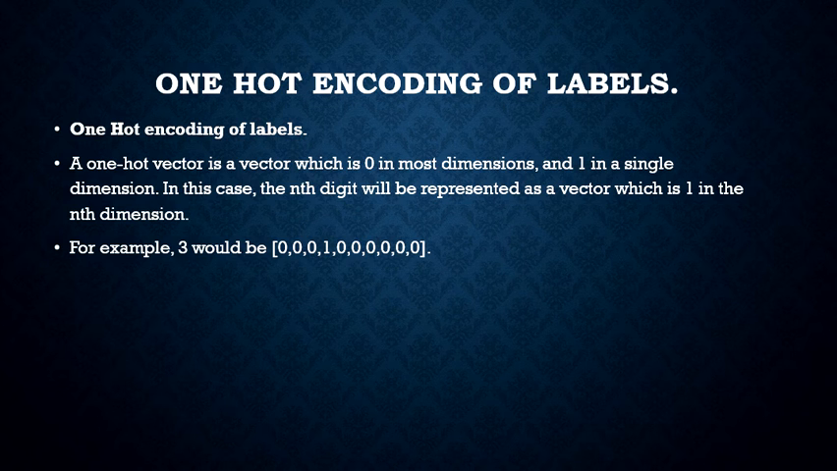And one other thing is the one hot encoding of labels. So what is one hot encoding of labels? A one hot vector is a vector which is 0 in most dimensions and 1 in a single dimension. In this case, the nth digit will be represented as a vector which is 1 in the nth dimension. For example, suppose we take 3. For 3, the fourth dimension should be 1, because 0, 1, 2, 3 — 3 comes in the fourth place. That's why we choose 4. So you can see 1 is in the fourth position.